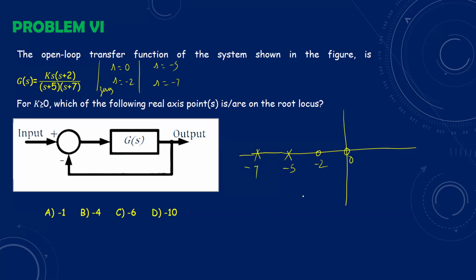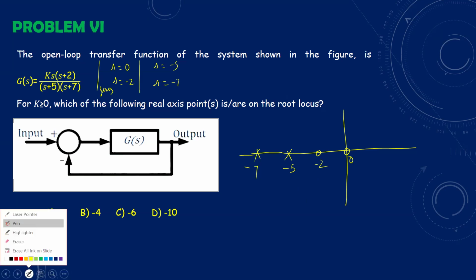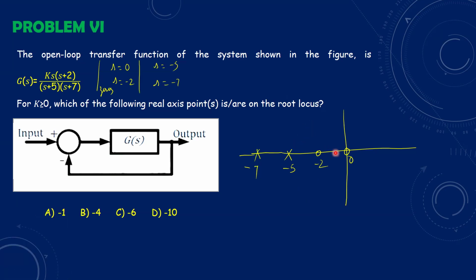Now we check with the odd number criteria to locate the root locus. Only then can we find out on which real axis points the root locus lies. Between 0 and -2, we choose one test point. If we look at the right side, there is only one root, that is S equal to 0. So definitely we can conclude that between 0 and -2, the root locus will fall, and we mark it as root locus.